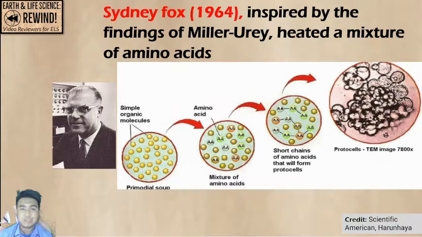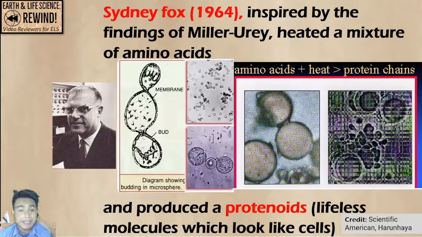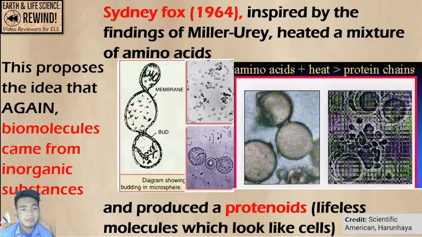Almost a decade later, Sidney Fox, inspired by the findings of Miller-Urey, heated a mixture of amino acids and produced proteinoids. What are proteinoids? They look like cells. They are lifeless molecules, spherical in shape, and they exhibit properties which look like cells. This proposes again that biomolecules came from inorganic substances, and when you mix organic substances, they can form into sphere shapes that can resemble cells. The only missing factor here in the field of biology is, how did it come to life?